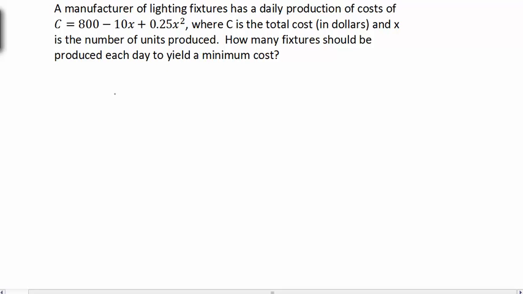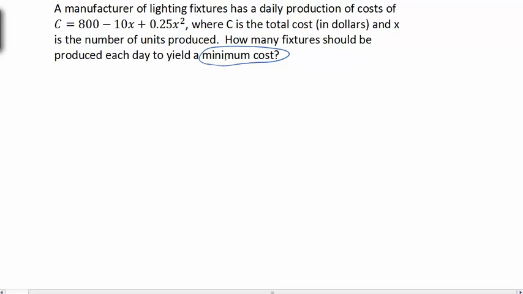All right, so for the next example here, a manufacturer of lighting fixtures has a daily production cost of C equals 800 minus 10x plus 0.25x squared. And C is representing the total cost in dollars, and X is the number of units produced. And the question is, how many fixtures should be produced each day to yield a minimum cost? So here we know we're looking for a minimum value.